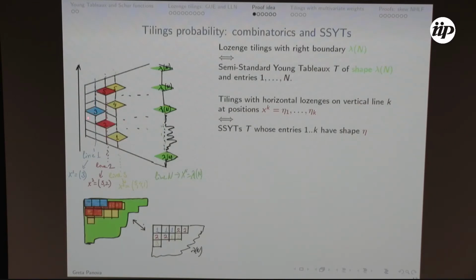Here is our domain and our tiling. On the end, we draw these vertical lines, 1, 2, 3, and so on. The n-th one is our lambda, which is giving us the border of the domain. So lambda 1, lambda 2, and lambda n. These are the heights of these lozenges, and each of this sequence of numbers, these are all the heights.